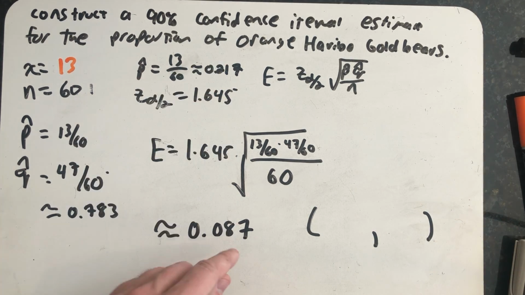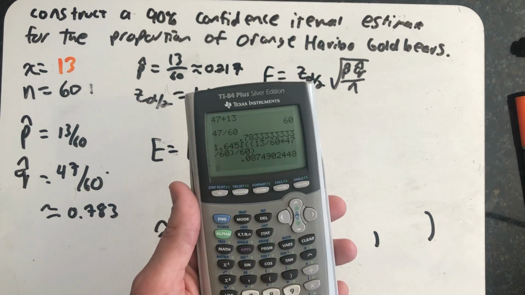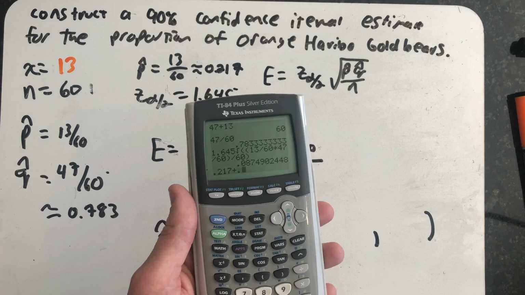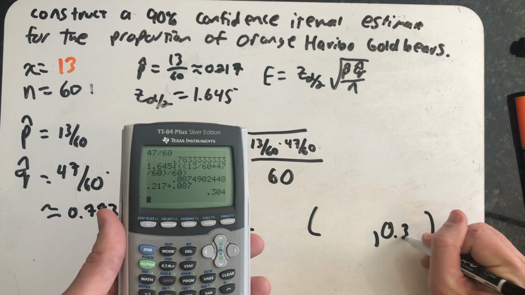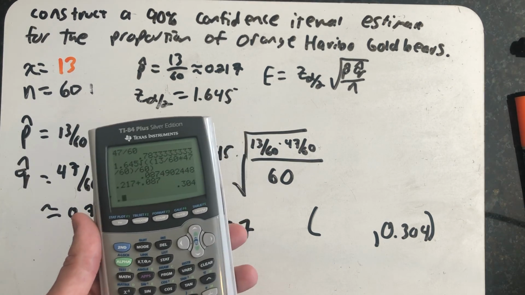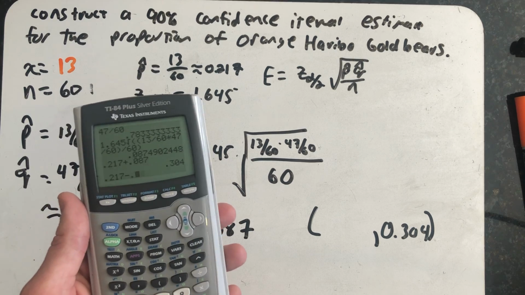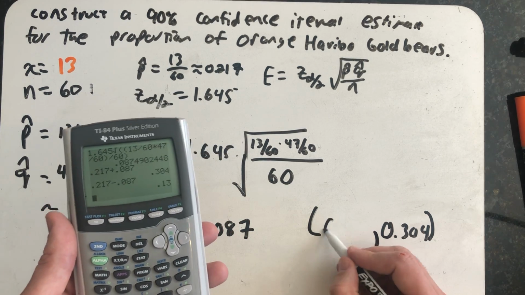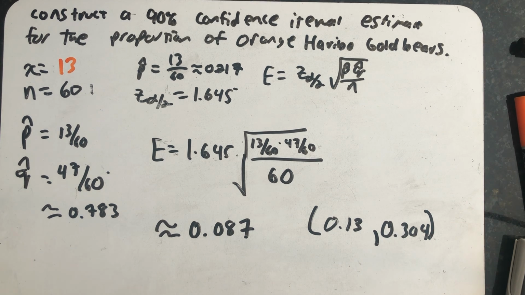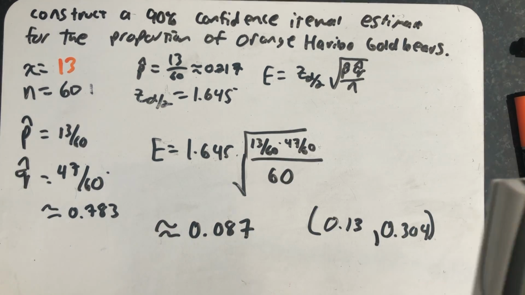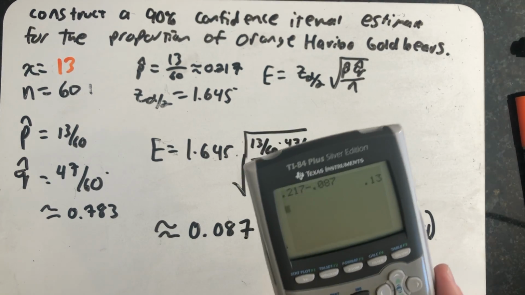So I need to take my sample proportion and add and subtract this value. So 0.217 plus 0.087. And then 0.217 minus 0.087. I'm 90% certain that the true proportion of orange Haribo Gold Bears is between 0.13 and 0.304. There's my 90% confidence interval. I challenge you now to use your graphing calculator to check this result the way I showed you in the last video.